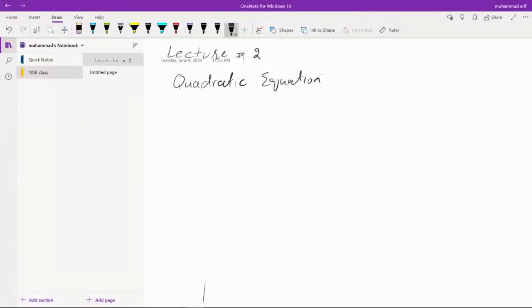Quadratic equation again. Lecture number 2. Recall what we have learned last time. We learned what is the standard form of a quadratic equation. ax square plus bx plus c equals to 0 is called the standard quadratic equation, where a is not equal to 0.